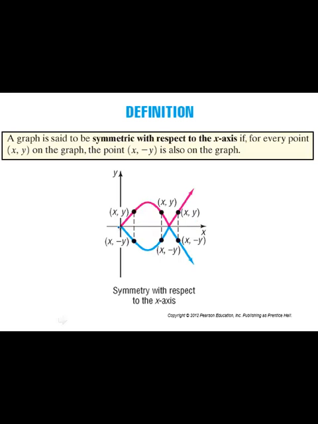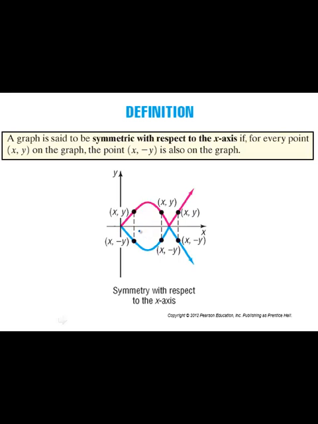And what that means is that the x-axis would act kind of like a mirror. So if you see the graph as it appears above the x-axis, then you will see the absolute mirror image of it below the x-axis, kind of like what you see here. And in particular, if you have some point on the graph with coordinates (x, y), then you know that (x, -y) is also on the graph.